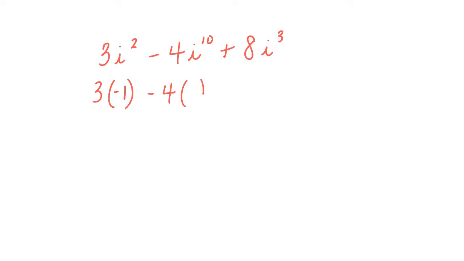I know i to the 10th, 4 goes into 10 to get me to 8. So I have a remainder of 2. So guess what? This is another i squared, which is equal to -1. And I know i cubed is equal to a negative i, so I have to put that negative in front of the 8. So I know this is -3 plus 4 minus 8i.